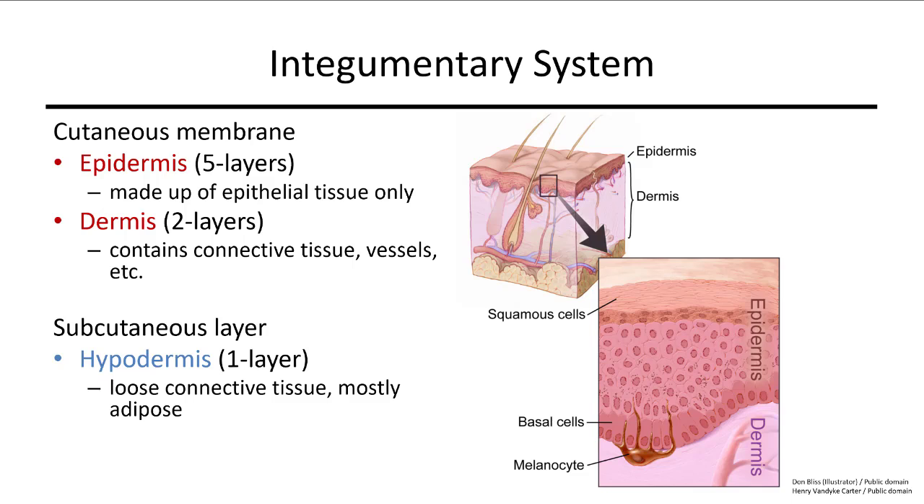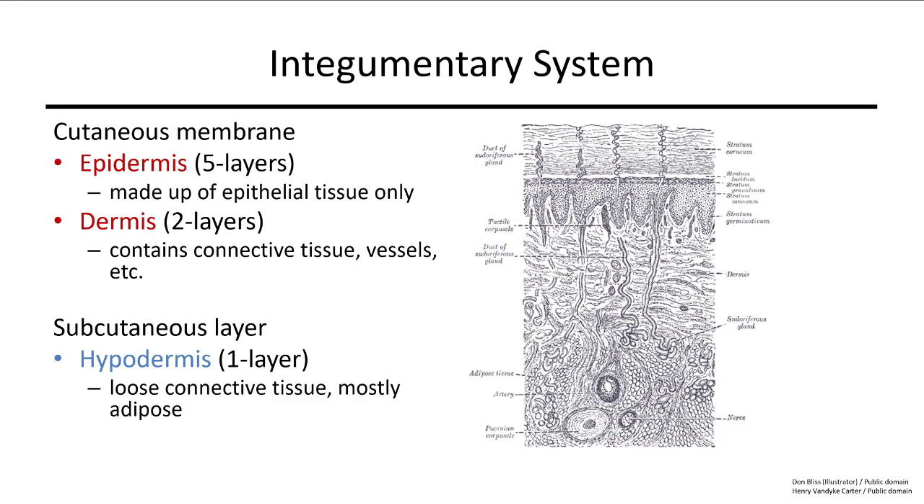The integumentary system is known as our cutaneous membrane. It has 2 main layers, the epidermis, which is the outermost layer, and the dermis. You can see that here in this cross-section view. So this would be the epidermis. This is the outermost layer. It's going to be made of epithelial tissue.